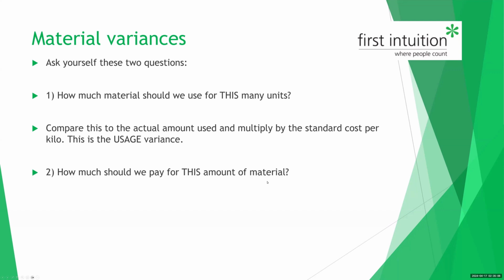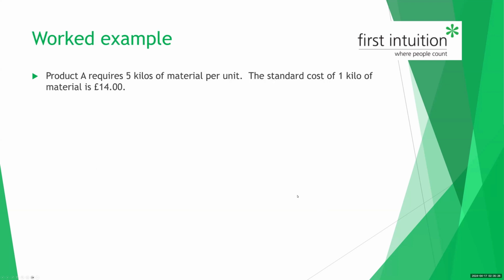The second question is, how much should we pay for this amount of material? So if we've bought 10,000 kilos and it's £10 a kilo, that's £100,000. Compare with the actual price. And if we've paid 108,000, well, that's 2,000 less than 110. That's a favourable price variance.